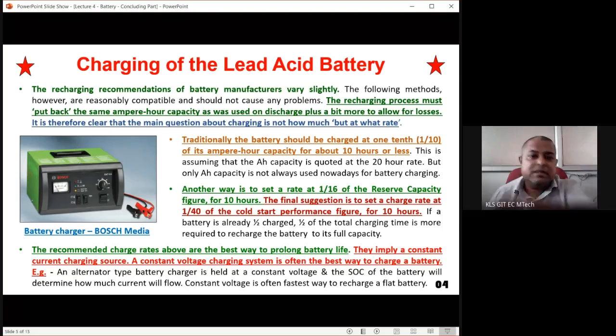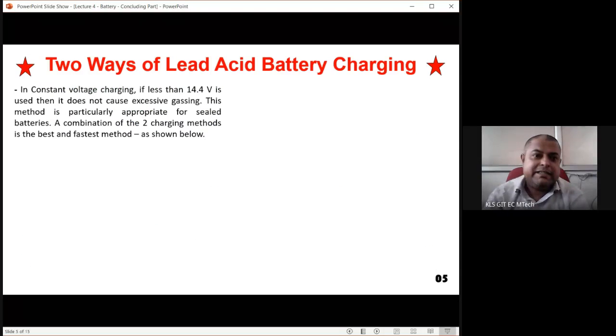Then if you want to charge the battery, what they are mentioning is constant voltage charging is a better way than constant current charging. So two ways of lead battery charging: constant voltage charging and constant current charging. It is said that constant voltage charging if less than 14.4 volt, just see, this is the level in which the battery drops after cold cranking, is used, then it does not cause excessive gassing.